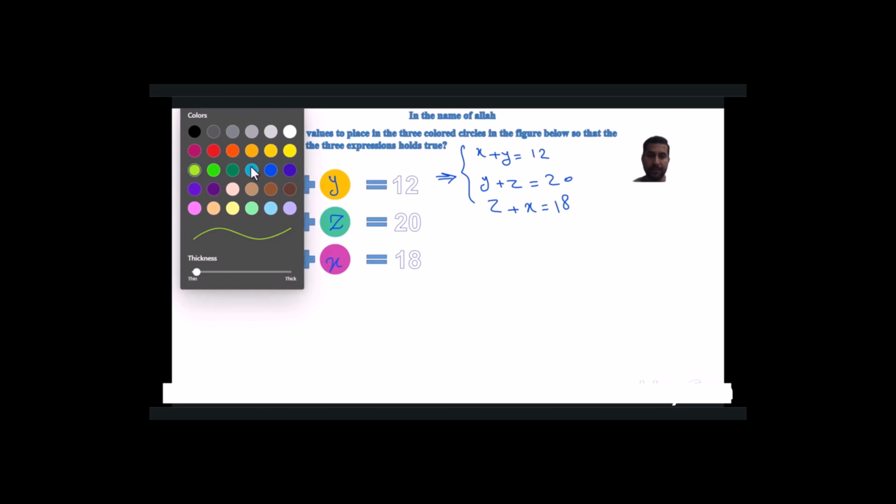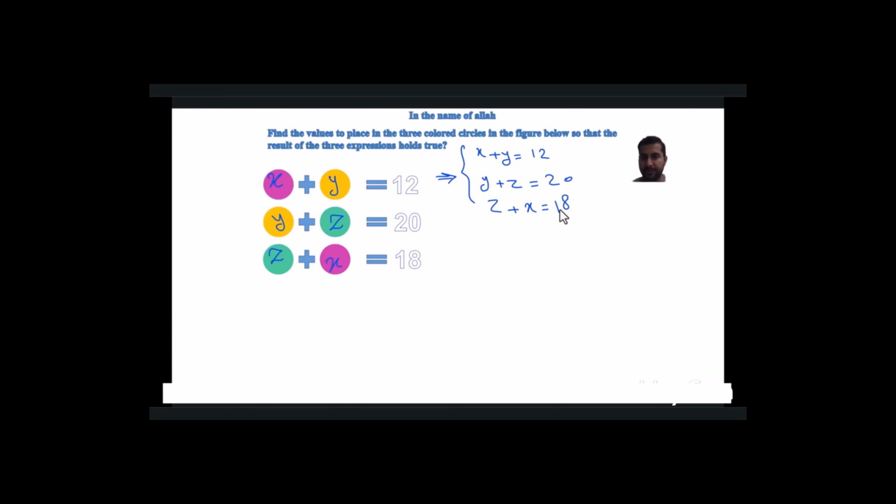Now let me tell you how it works. So here we can find Z. How do we do that? We take this and add a negative X to it. So we have Z plus X plus negative X equals 8 minus X, which simplifies to Z equals 8 minus X. Alright, I found Z based on X. Now let's move on to solving it.